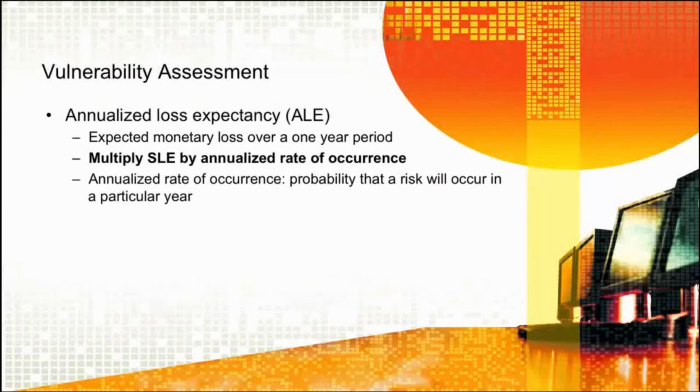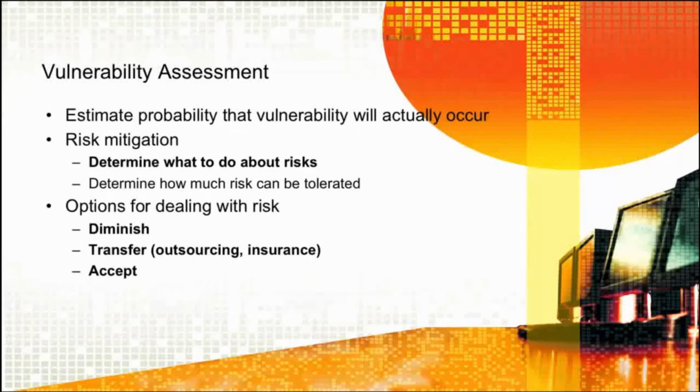Next, you need to determine your ALE, or annualized loss expectancy, the expected monetary loss over a 1 year period. You'll multiply the SLE by the annualized rate of occurrence, or the ARO. The annualized rate of occurrence is the probability that the risk will occur in a particular year, whether it's 10% or 20% or 50% of the time. You'll do this by estimating the probability that the vulnerability itself will actually be realized.